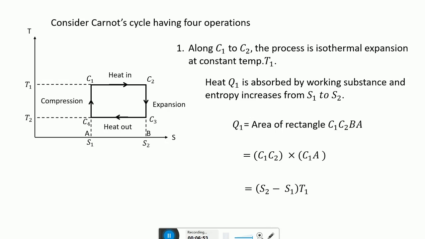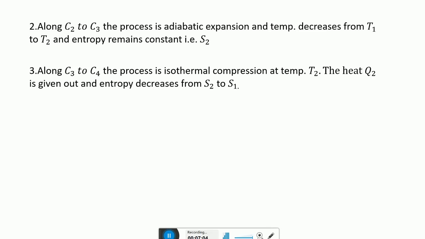Then consider the second operation along C2, C3. The process is adiabatic expansion and the temperature decreases from T1 to T2, and the entropy remains constant, that is S2. As C2, C3 is adiabatic expansion, no heat is absorbed or rejected. So the change in entropy is zero and the entropy remains constant, that is S2.